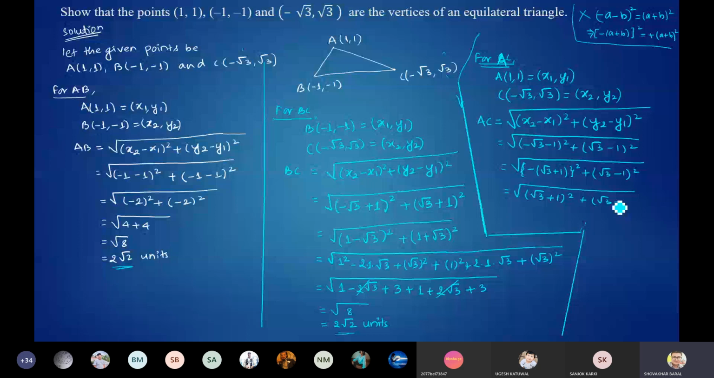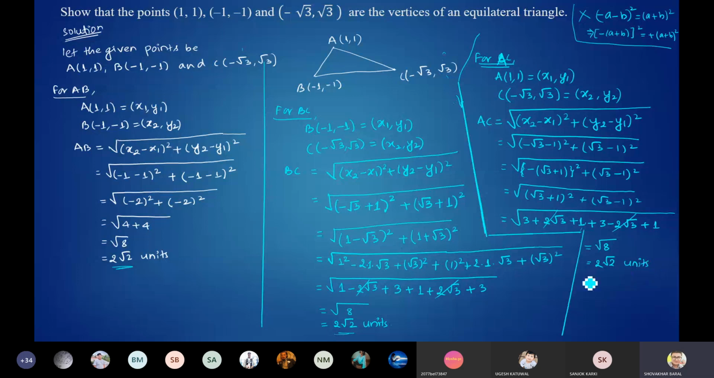So let's simplify it further. It will be a square plus 2ab plus b square. Root 3 square is 3, plus 2 times root 3 times 1, so it is 2 root 3. We have done the same process in an earlier step also, so I am going to skip this part. Plus 1, plus (root 3) square is 3, minus 2 root 3, plus 1. So let's simplify it. 2 root 3 and 2 root 3 are cancelled. So it is root under 8, and it is equal to 2 root 2 units.